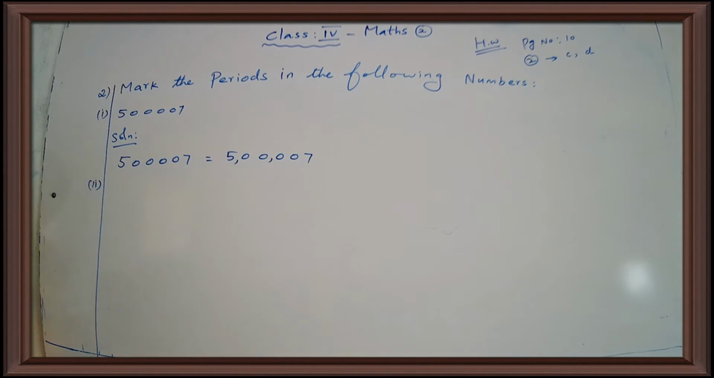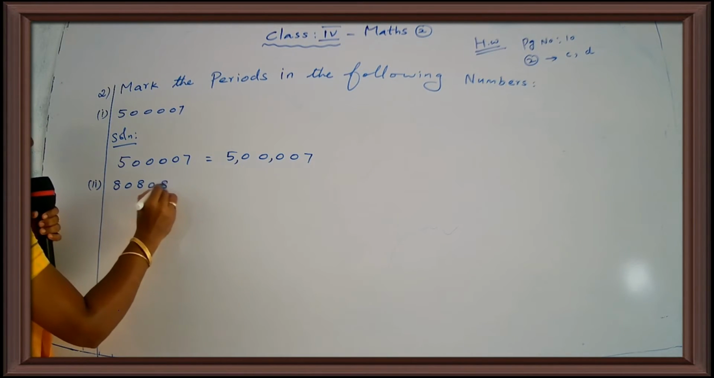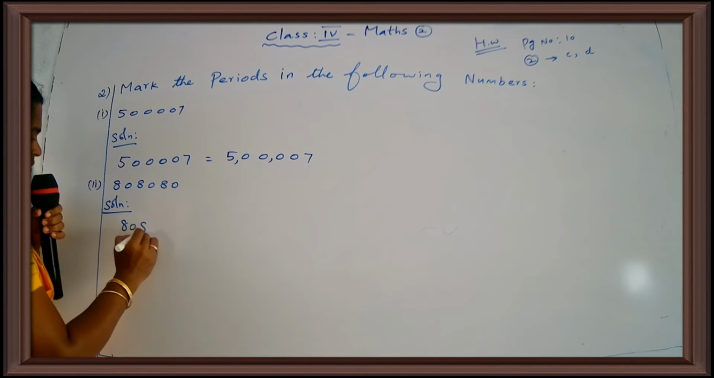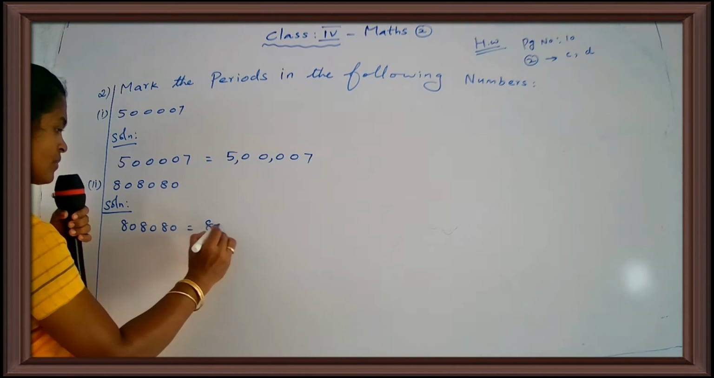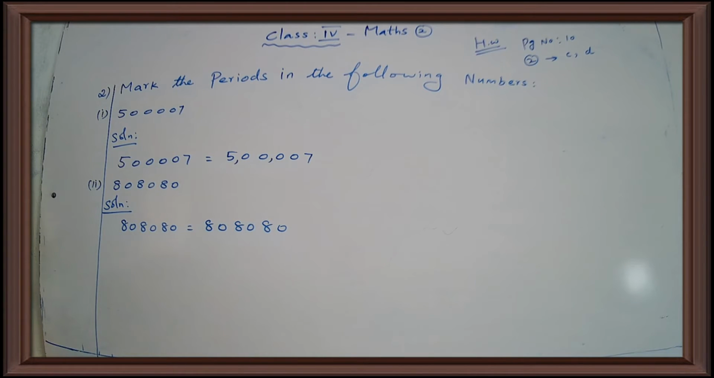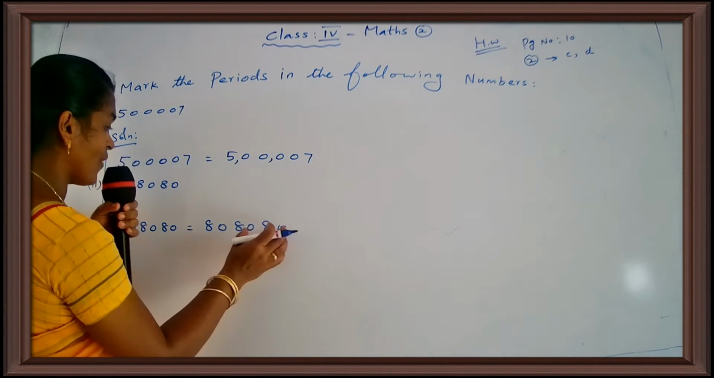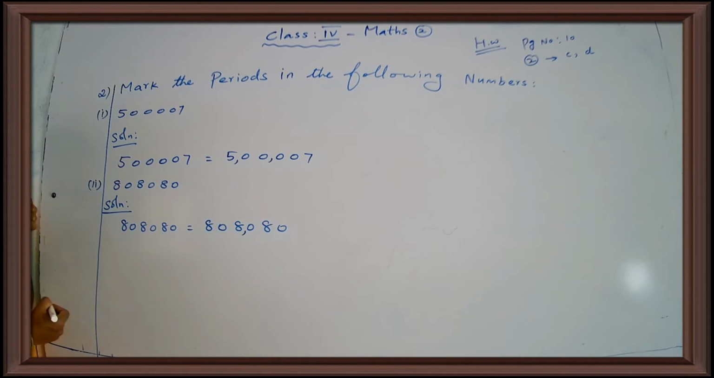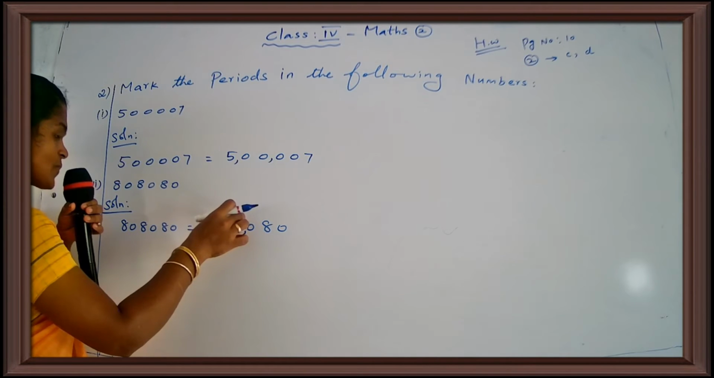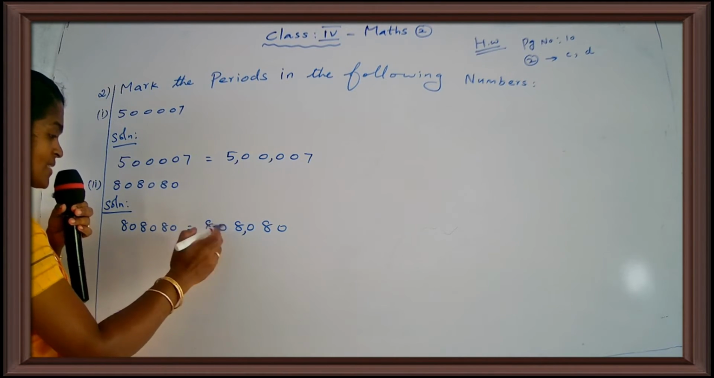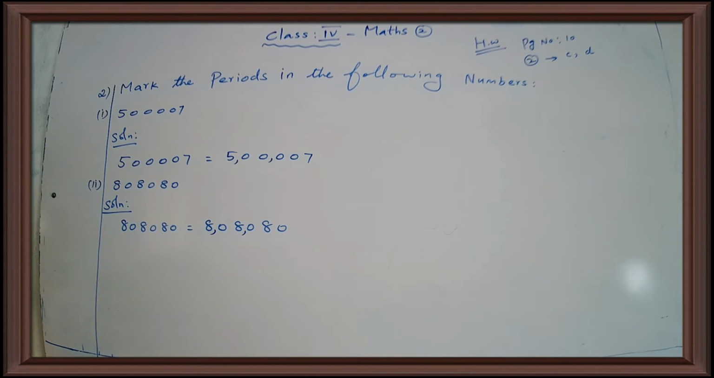Don't write, children. Okay, mark the period. First of all, the ones period. So the ones period, how many places? Three places. The ones period consists of three places: ones, tens, hundreds. After hundreds, one comma. Then after that, the thousands period. The thousands period consists of two places. After thousands and ten thousands, one comma. Okay, children. Now the third one.